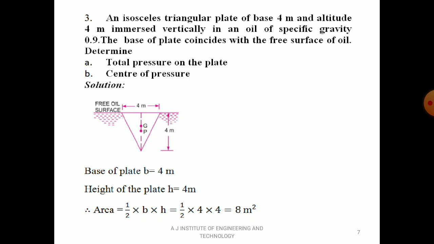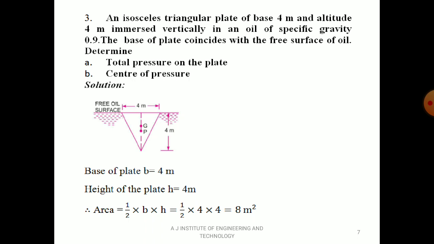So there is an isosceles triangular plate. So upper edge or the base of that plate, that is going to coincide with free surface of oil. So draw a triangle in such a way that the base of the triangle coincides with free oil surface, with base equal to 4 meter and height equal to 4 meter. So just locate G and P. So P always lies below the center of gravity.